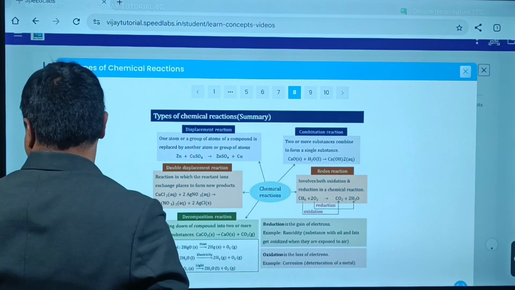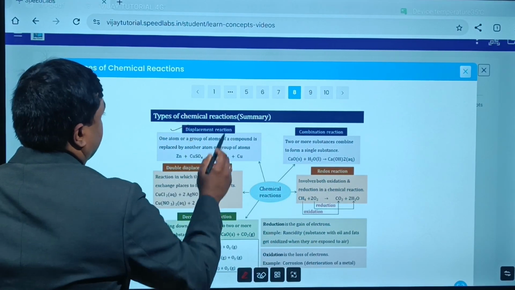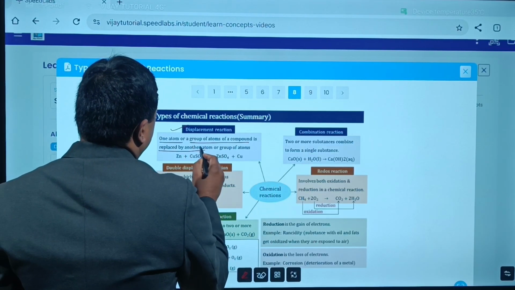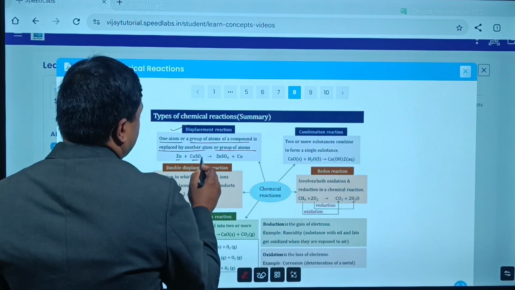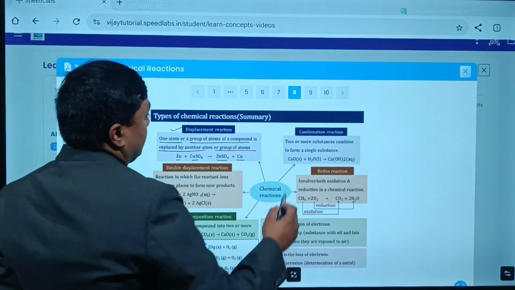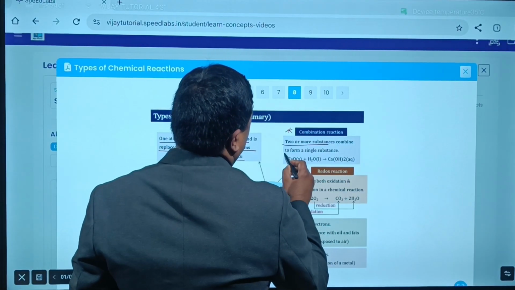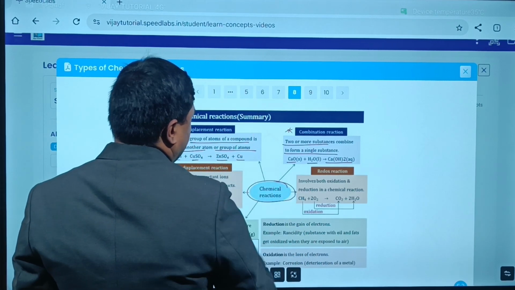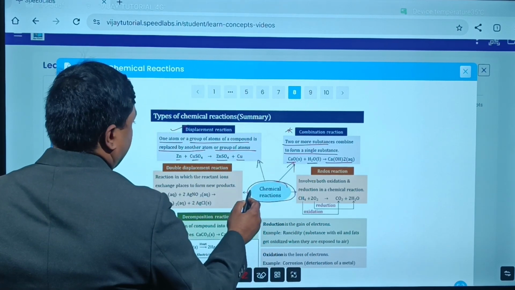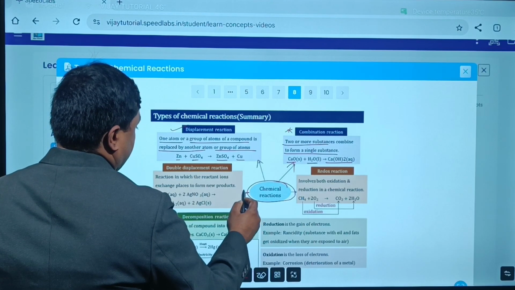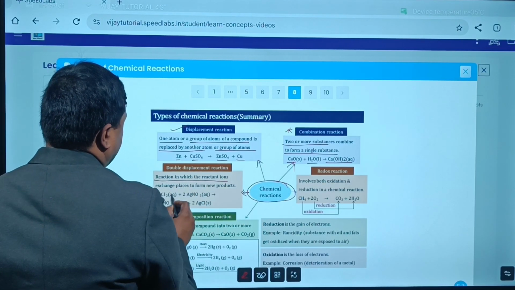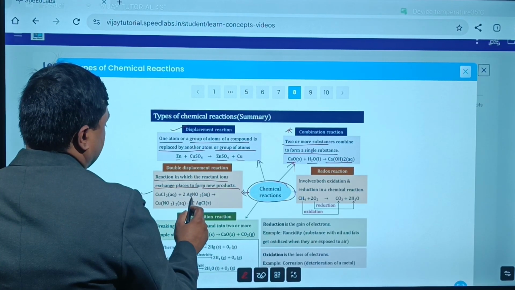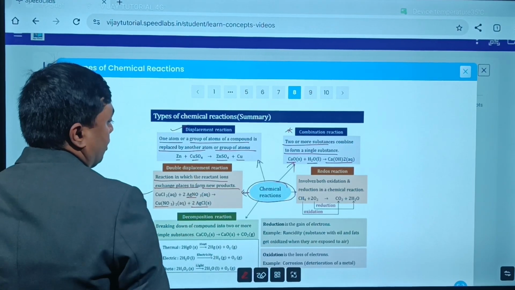So here we can also summarize the types of reactions. Displacement reaction: one atom or a group of atoms of a compound is replaced by another atom or group of atoms, like zinc plus copper sulfate gives you zinc sulfate plus copper. Combination reaction: two or more substances combine to form a single substance, like calcium oxide plus water gives you calcium hydroxide. Next, double displacement reaction: reactions in which the reactants' ions exchange places to form new products, like copper chloride plus silver nitrate gives you copper nitrate plus silver chloride.